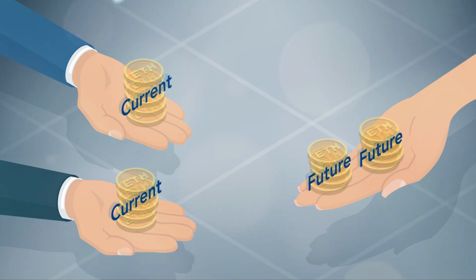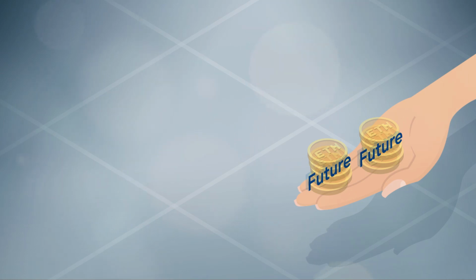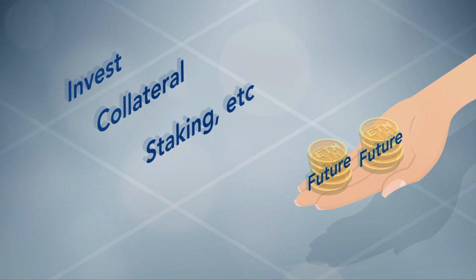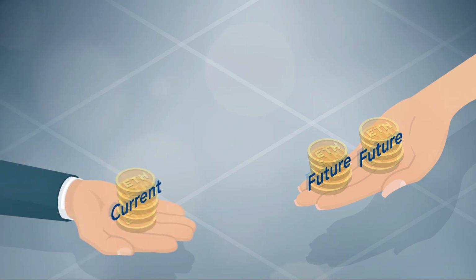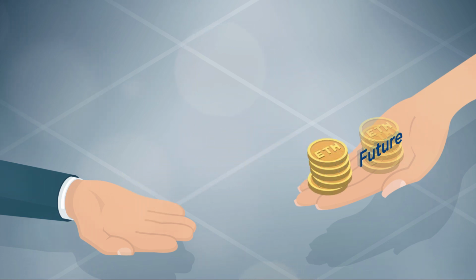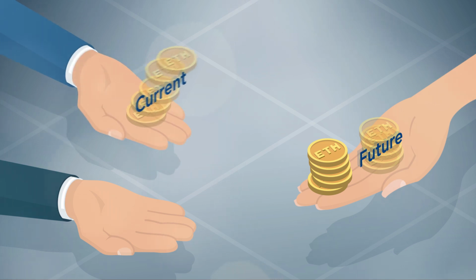Bob and Charles then each have the right to use their 5 Ethereum for the duration of their loan. They can invest it, use it as collateral, or other financial uses. When Bob's 6 months are up, his usage rights expire, and 5 Ethereum are returned to Alice. In another 6 months, Charles's usage rights expire and the remaining 5 Ethereum are returned.